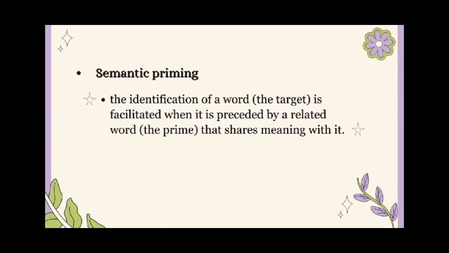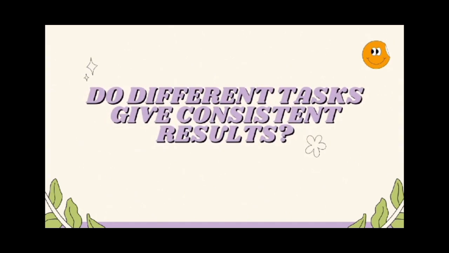Semantic priming. This is when identifying a word is made easier if it comes after another word that is related in meaning. If you see the word doctor right after the word nurse, you are likely to recognize doctor faster because nurse and doctor are related in meaning. This connection helps your brain process the word more quickly. Each of these factors plays a role in how we read and understand written text, affecting the speed and accuracy of word recognition.